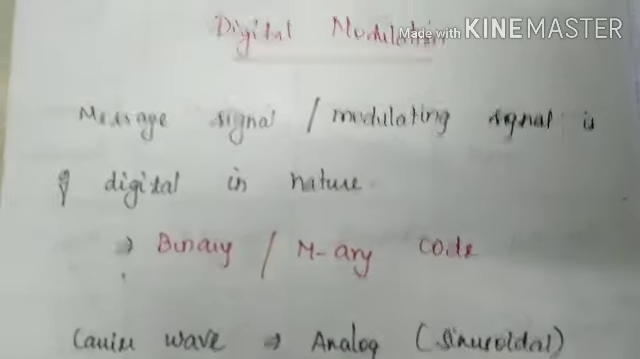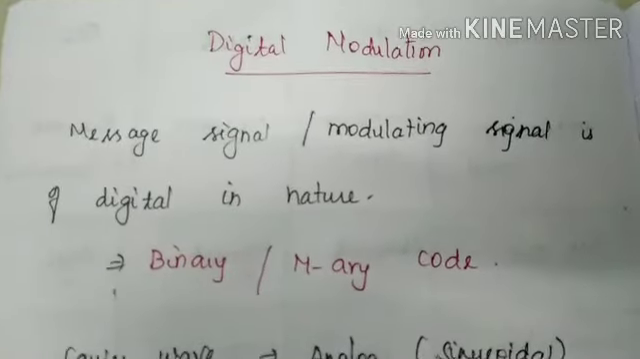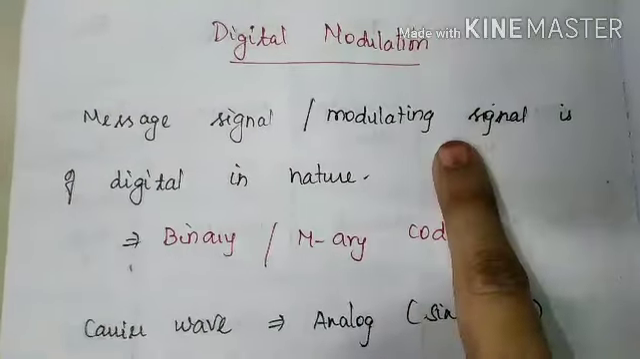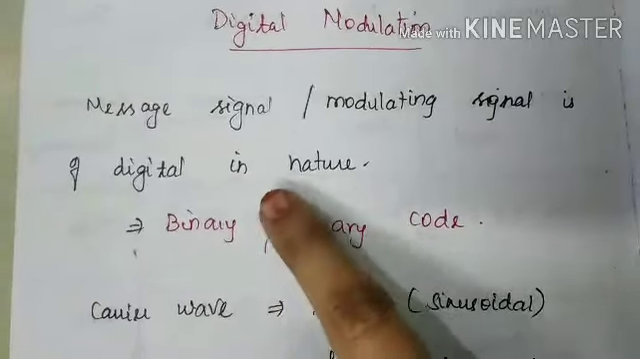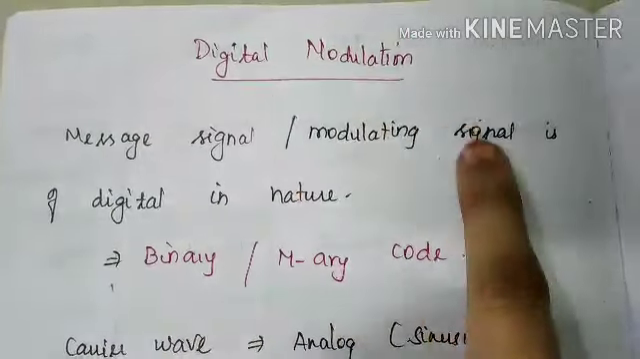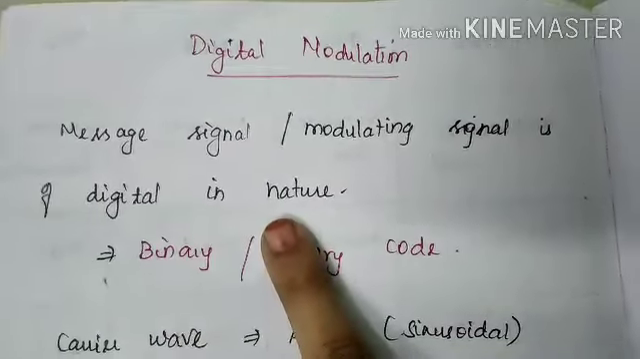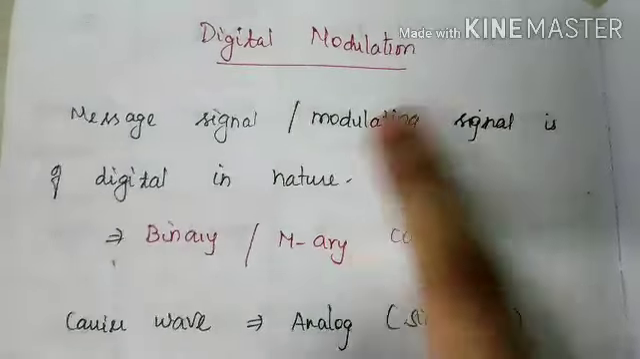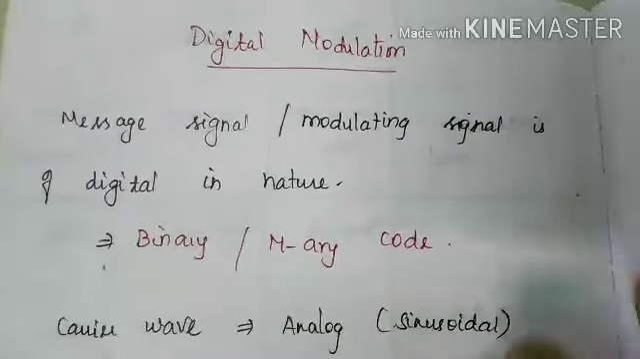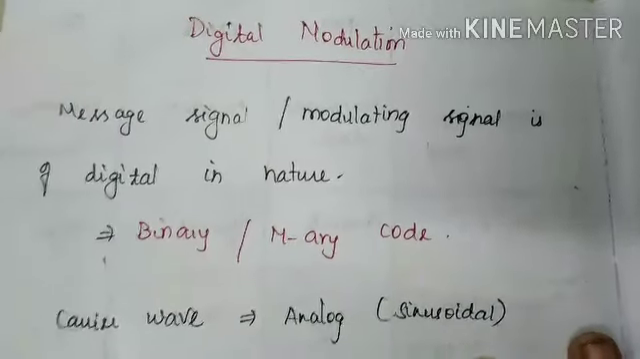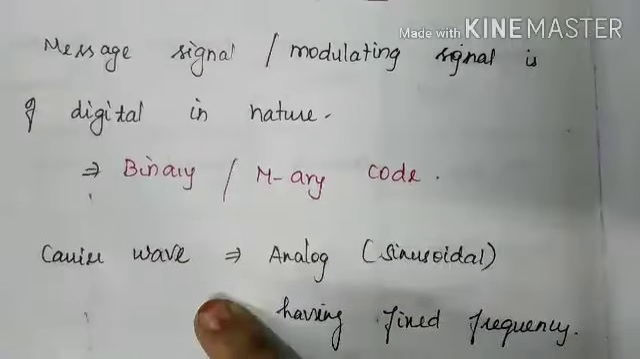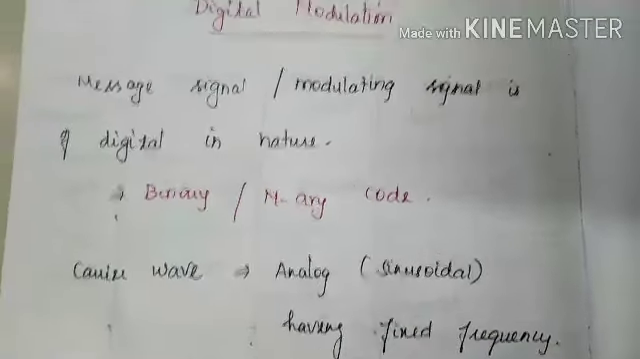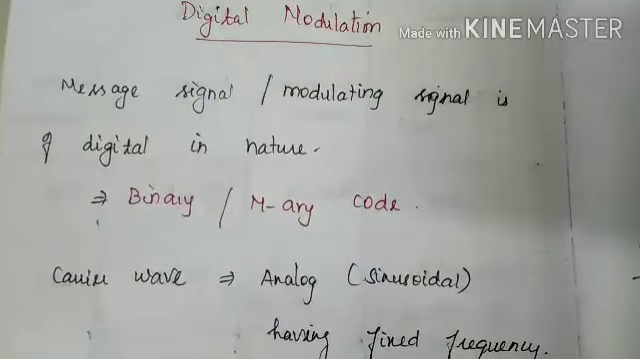What is the main difference between the digital modulation technique and the analog modulation technique? Here the message or modulating signal is assumed to be a digital signal. It is digital in nature, that is, it may be a binary code or an M-ary code. But in analog modulation, we consider a sinusoidal or analog signal. Here we consider the carrier wave as an analog signal, that is a sinusoidal signal having fixed frequency.